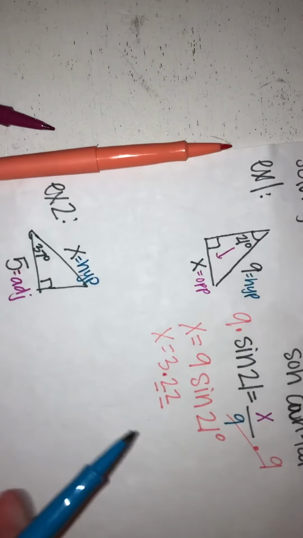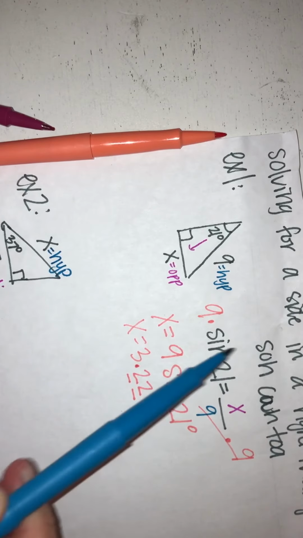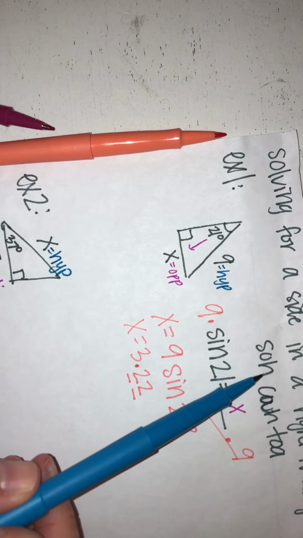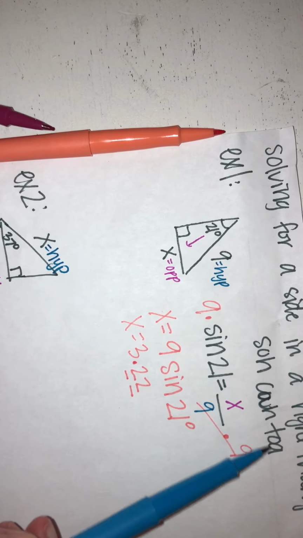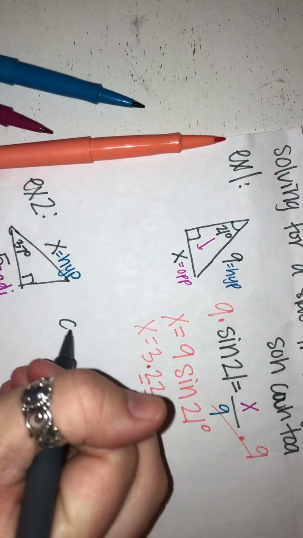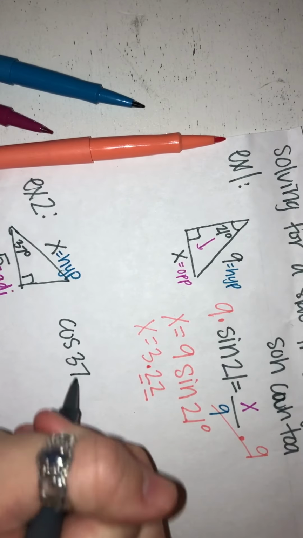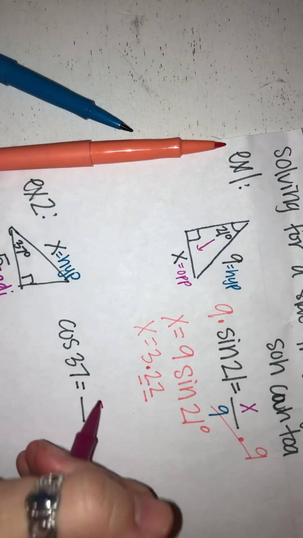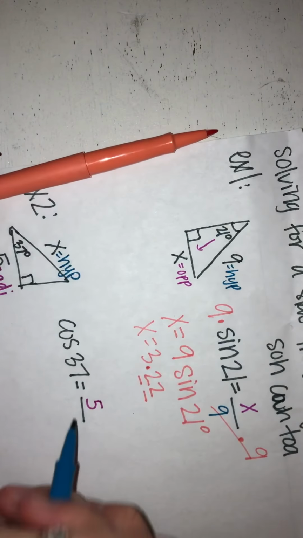So what trig function has adjacent and hypotenuse? Sine doesn't have adjacent and hypotenuse, it's opposite and hypotenuse. Tangent is opposite and adjacent, so then I know I'm going to use cosine. So cosine of 37 equals the ratio of the adjacent side over the hypotenuse.